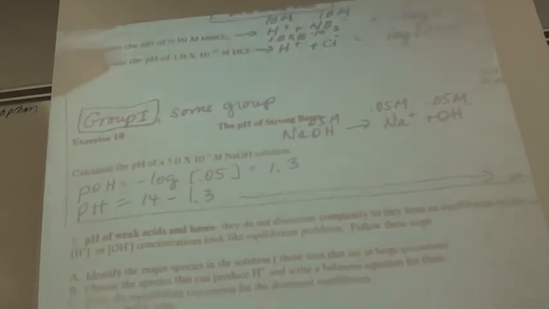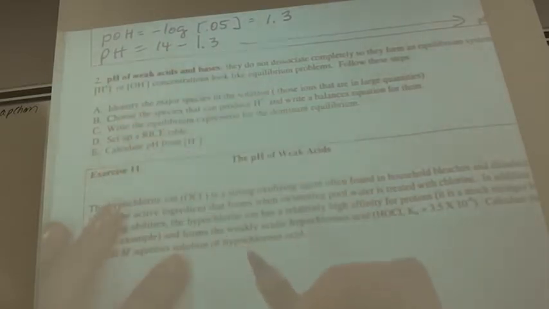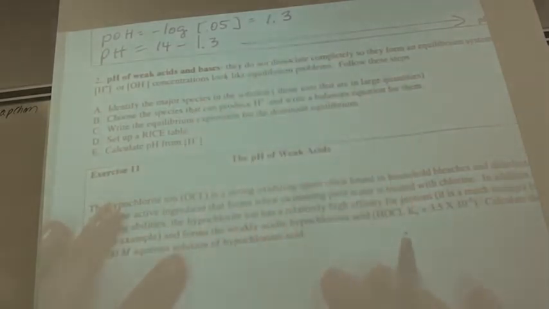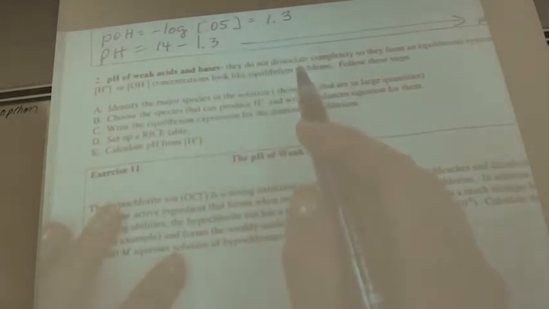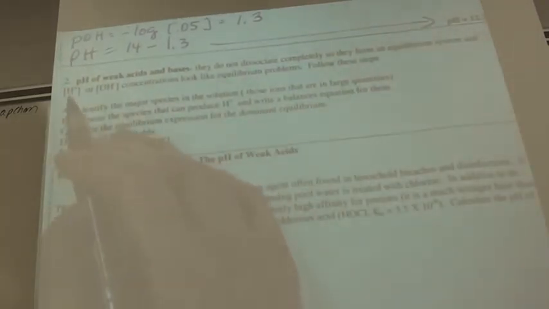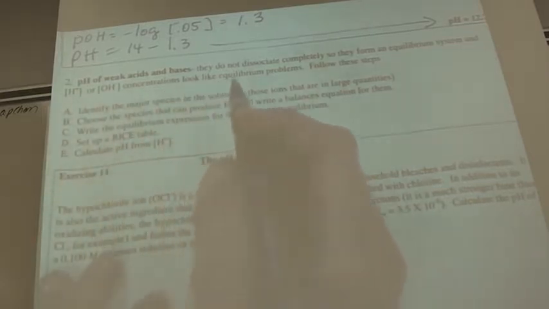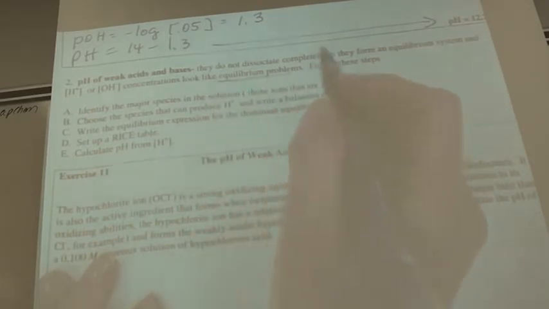Now, what doesn't dissociate completely? Everything else. And you know what? There's a lot of everything else out there. Weak acids and weak bases do not dissociate completely, so they form an equilibrium system with hydrogen ion concentration and hydroxide ion concentrations, and they look a lot like equilibrium problems.